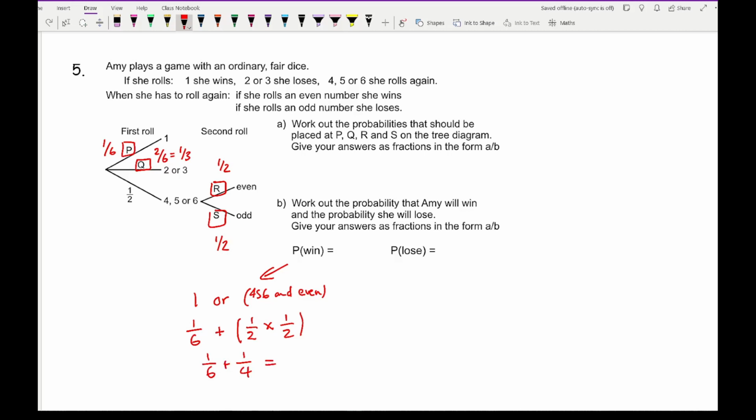And then, as this is a non-calculator paper, we're going to write it with a common denominator. So that's going to be 2 over 12 plus 3 over 12, which is 5 over 12. So the answer is 5 over 12.